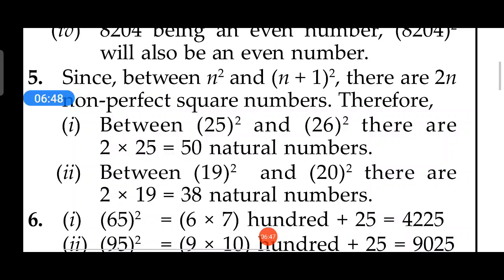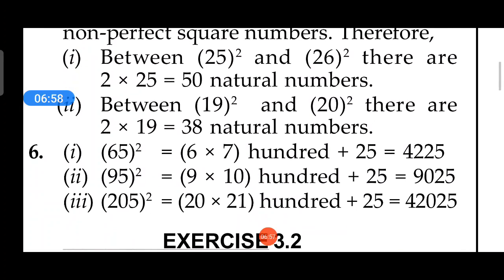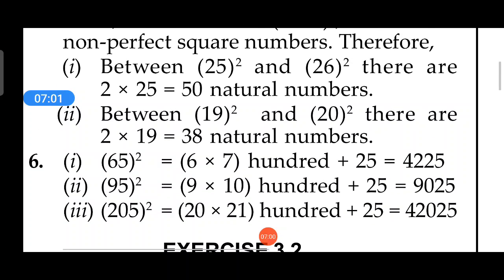Then between 19 square and 20 square, there are 2 into 19, which means 38 natural numbers. Now, the last question in this exercise: find the square of the following numbers without actual multiplication. So here is one method: 65 square, 95 square, 205 square.